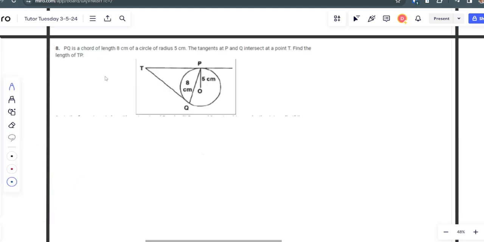We have PQ is a chord of length 8, and the circle is radius 5. The tangents at P and Q intersect at a point T. Find the length of TP.